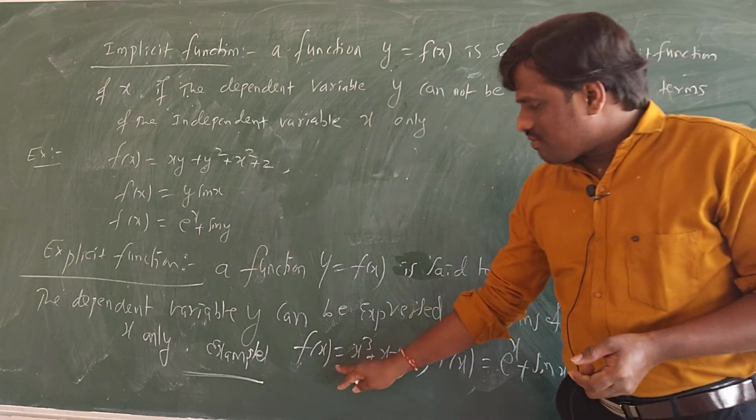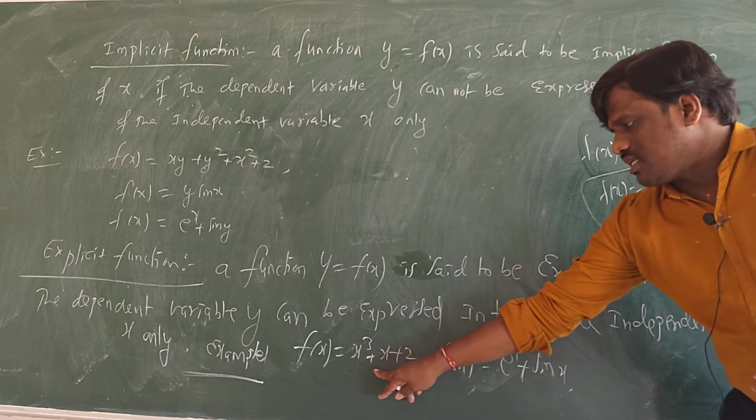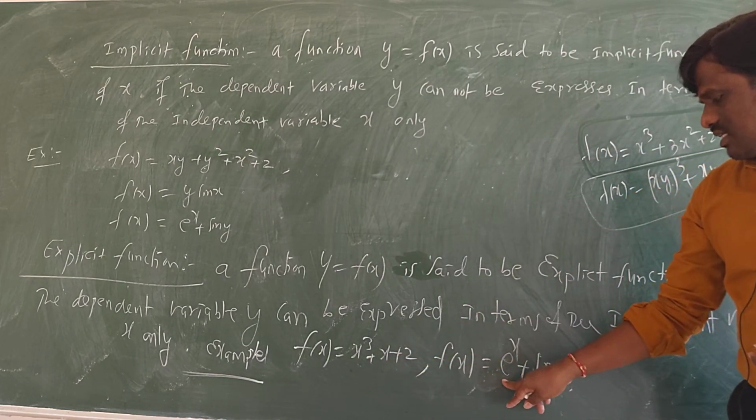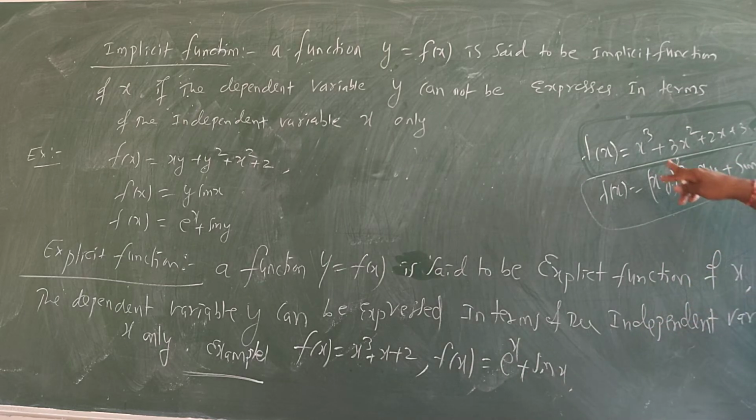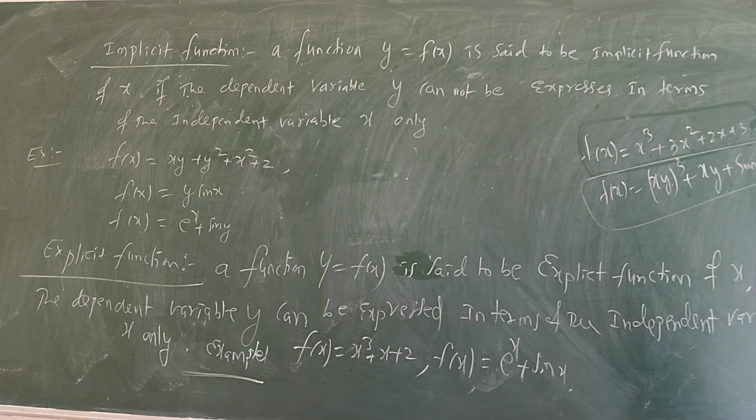If I am able to write y is equal to only x, for example y is equal to x cube plus x plus 2, or e power x plus sin x, or x cube plus 3x square plus 2x plus 3, where I can express f of x, which is y, in terms of the independent variable only, then I can say that is an explicit function. Otherwise it is an implicit function. Did you understand this point? Note it down.